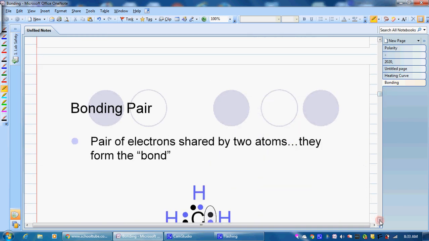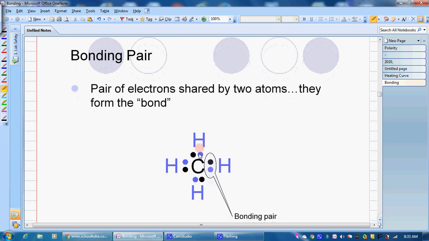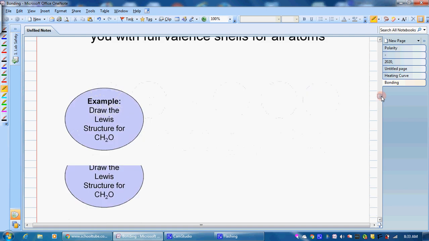Okay, so bonding pairs. Remember, I just showed you that 2 electrons here are going to be a bond. Sometimes they're drawn that way, and as you get more familiar with this, a lot of times we'll just draw a line here. It's quicker than trying to draw 2 dots, but those are still considered a bonding pair.